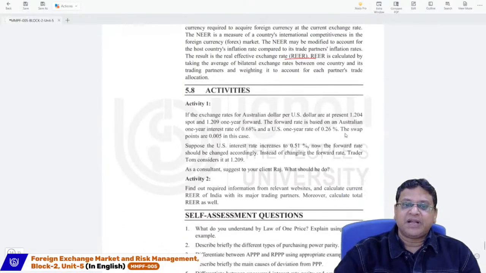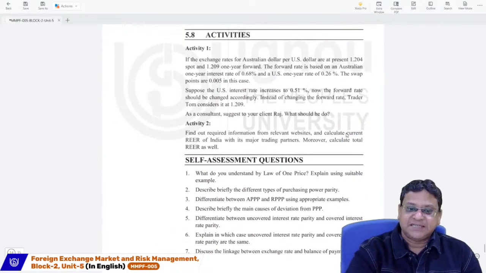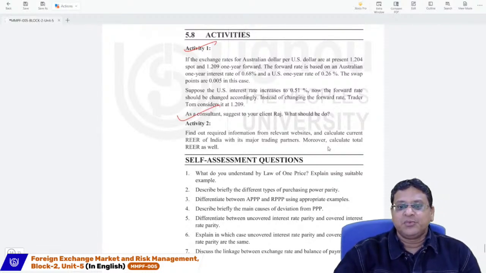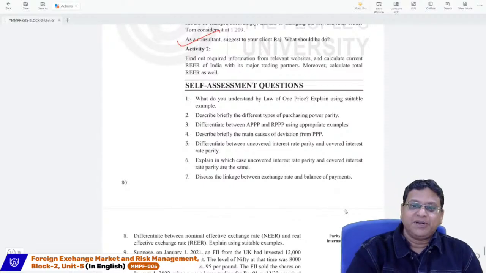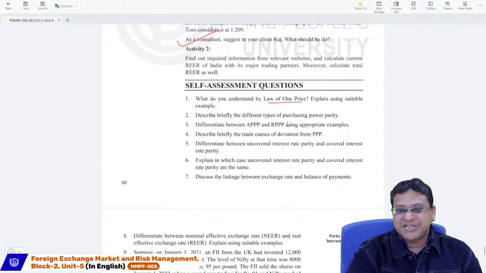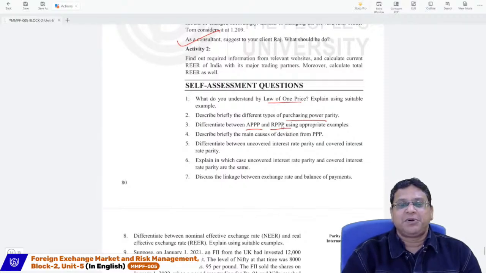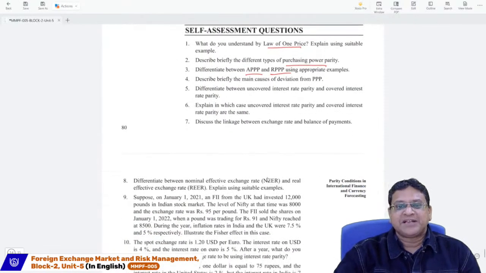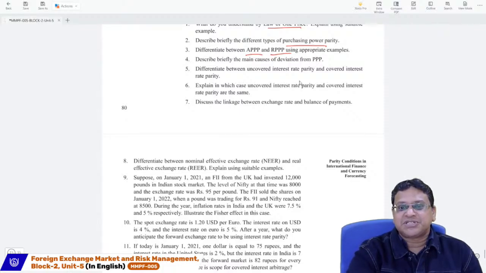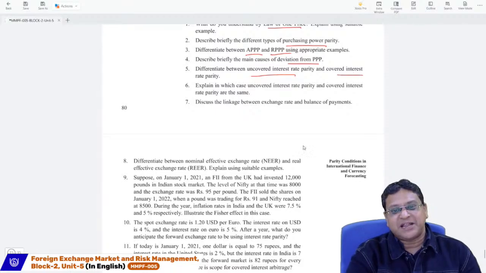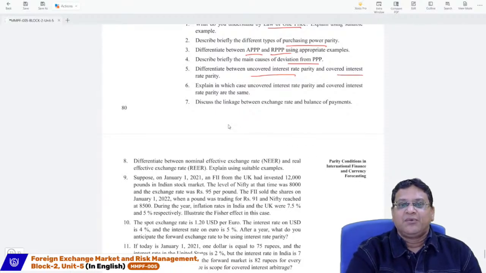Okay, so these are two important exercises. You can practice them at home. Activity 1, activity 2. The important questions are: what do you mean by law of one price? We have already discussed it. What is purchasing power parity theory? What is the difference between absolute purchasing power parity, APPP, and relative purchasing power parity theory, RPPP? Next, what are the limitations of purchasing power parity theory? What is covered interest rate arbitrage and uncovered interest rate arbitrage? We have discussed these. And what is the linkage between exchange rate and balance of payment?